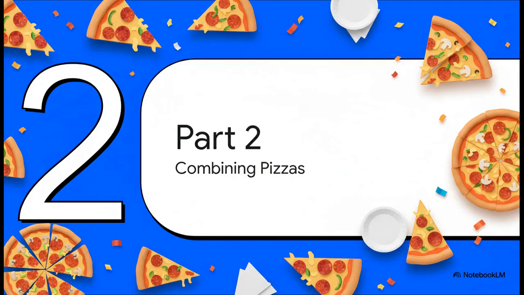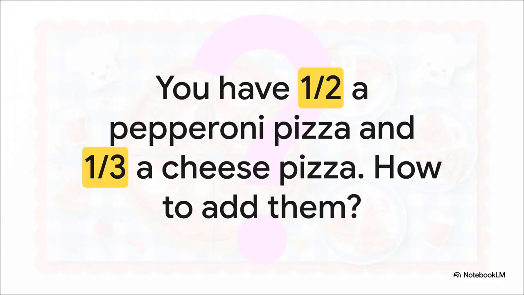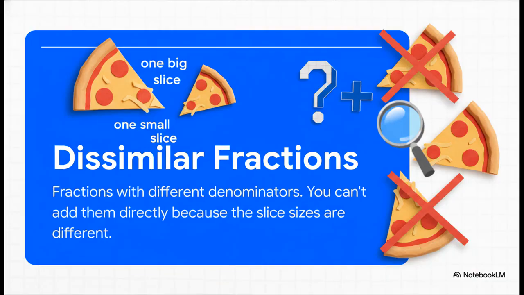All right, you've mastered the single pizza. But now, things get a little trickier. The party's a hit, and now you have leftovers from different pizzas. Let's see how this builds. So now you've got this puzzle, right? A slice from the pepperoni pizza, which was cut in half, is way bigger than a slice from the cheese pizza, which was cut into thirds. You can't just add 1 and 1. It wouldn't make any sense. So, what do we do?